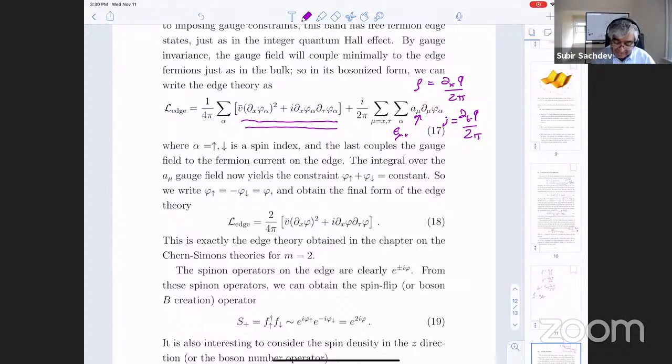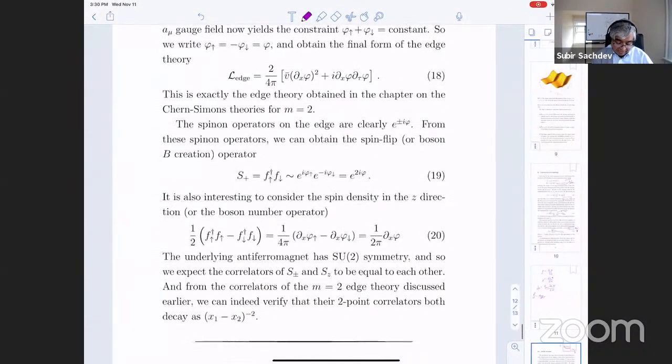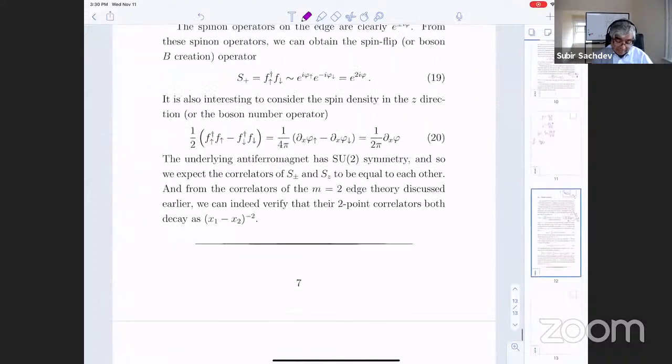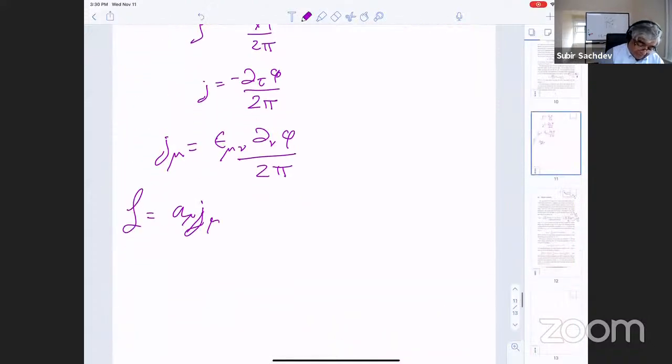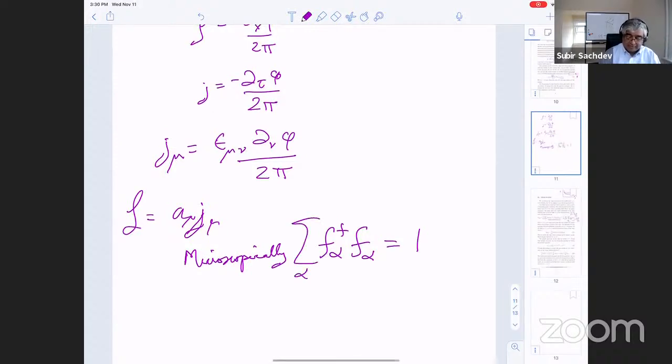All right, so now I have this gauge field that's fluctuating. And it couples to the total current, right? The origin of this term is just the basic constraint microscopically. We have the constraint that f dagger alpha, f alpha equals 1. The total density of fermions is not allowed to fluctuate. It's the sum on alpha on every site is 1.